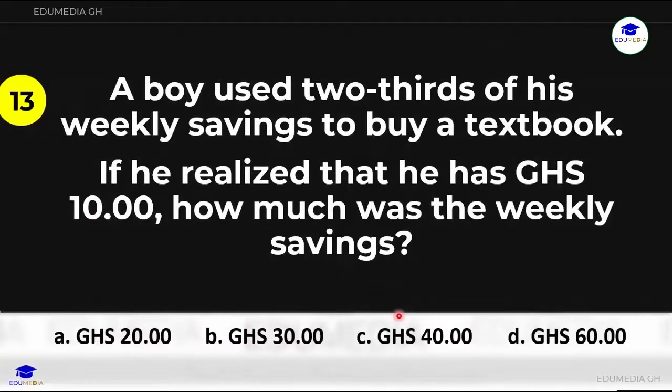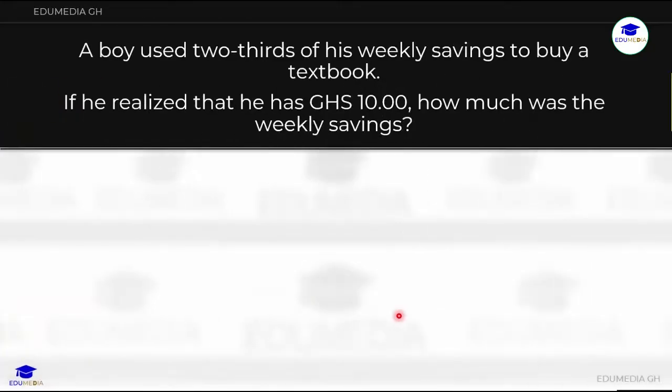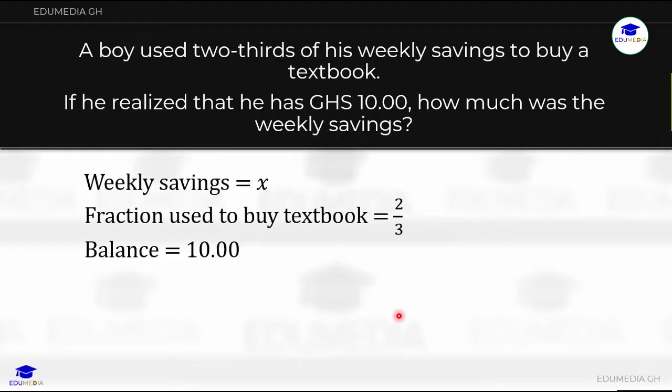Question number 13. A boy used 2/3 of his weekly savings to buy a textbook. If he realized that he has 10 cedis, how much was the weekly savings? This is an easy question as well. All the information that we know about the boy and his weekly savings is here. The weekly savings itself, you don't know it. But the fraction that he used to buy the textbook is 2/3 of his weekly savings. And then also the balance that he realized that he's having is 10 cedis.